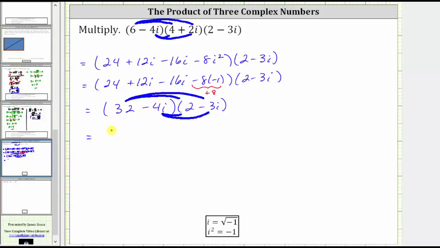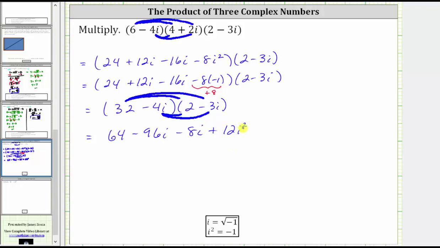32 times 2 is 64. 32 times a negative 3i is negative 96i, giving us minus 96i. And now we distribute negative 4i. Negative 4i times 2 is negative 8i, giving us minus 8i. And then finally we have negative 4i times negative 3i, which is equal to positive 12i squared, giving us plus 12i squared.